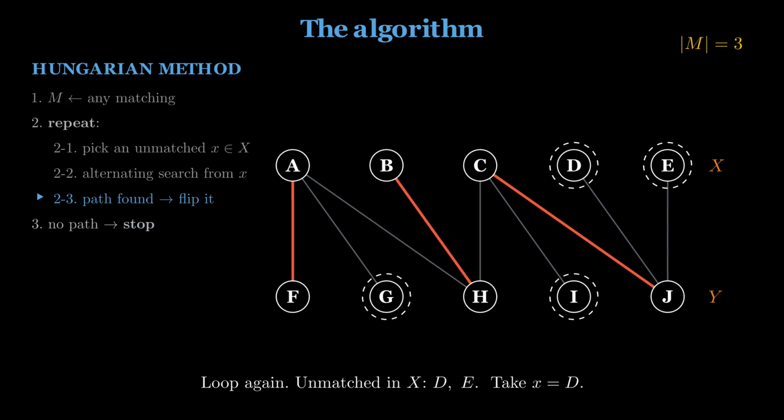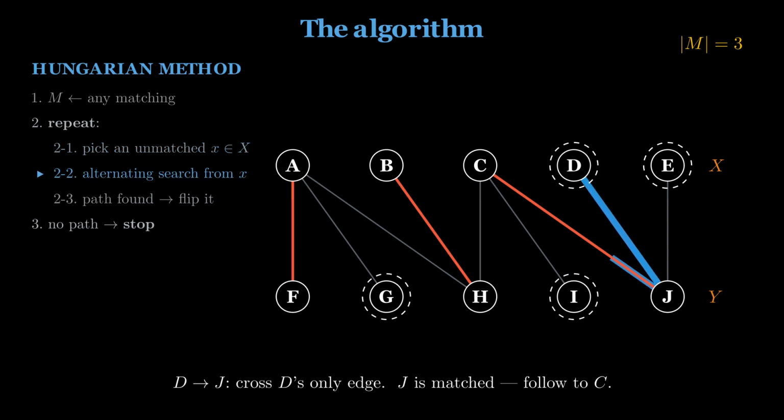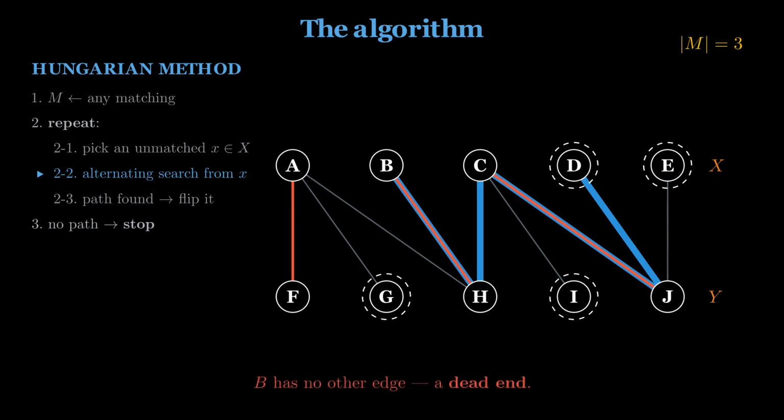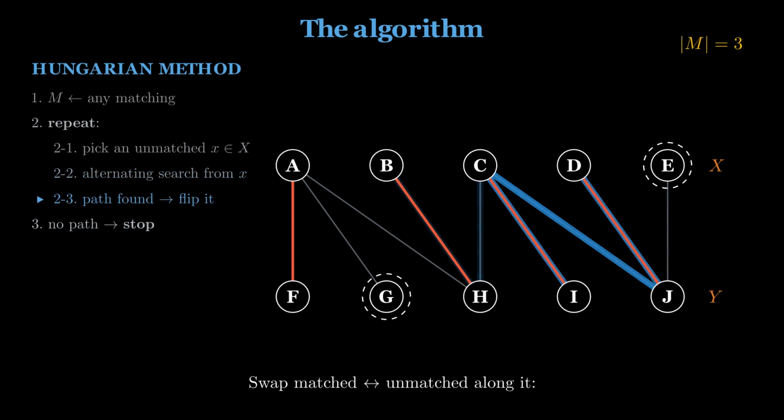The loop repeats. The next unmatched vertex is D. Across D's only edge to J, and along the matched edge to C. C tries its leftmost edge first, through H to B, but B has nothing further to offer, a dead end. So the search backs up. The faded trail stays explored and takes C's next edge. I is unmatched, a second augmenting path. Flip again, 4 edges. The matching has now grown twice.